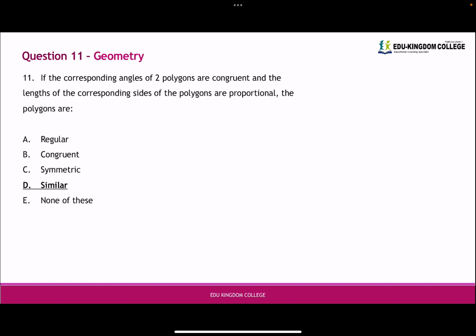Question 11. So if we have two polygons, the corresponding angles are congruent, which means the corresponding angles are the same, and the lengths of the corresponding sides are proportional, so they're in the same ratio. They're not the same length, but they're in the same ratio. All the corresponding sides are in the same ratio.